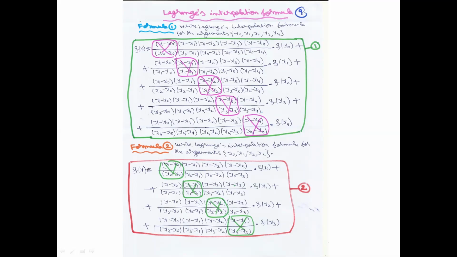Each term contains a product of a fraction into an entry. This is numerator by denominator into entry. In the first term, the first entry is f of x naught. Second term, f of x1, f of x2, f of x3, f of x4. Now come to that fraction.